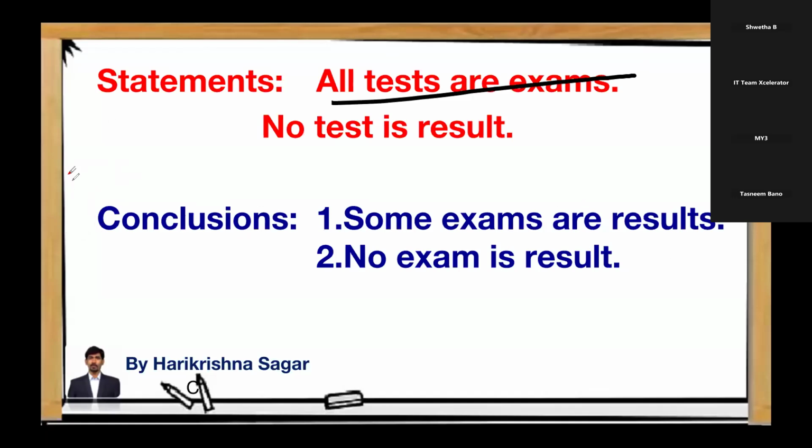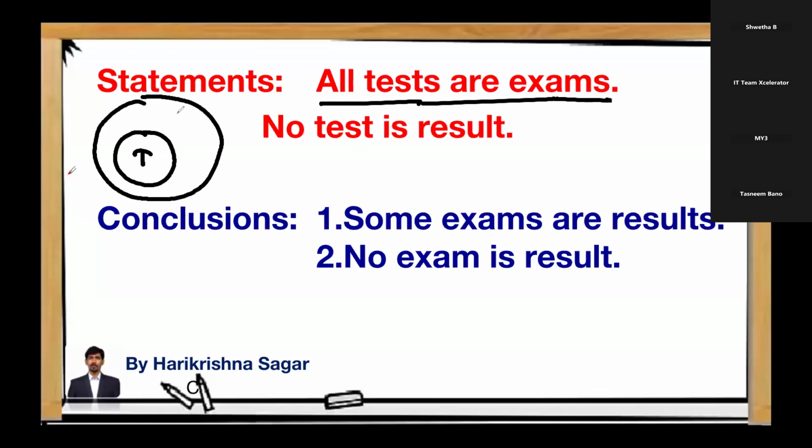All tests are exams. How can we draw this diagram? Let's take this circle is the test. So all tests are exam, I'm drawing like this. No test is a result. So let's assume that I'm taking the diagram in this way. If I go like this with this diagram, some exams are results. Is that true? Exams are here, results are here. There is no overlapping. No, definitely it is wrong. No exam is a result. It is right because exam and result are disjoint sets.